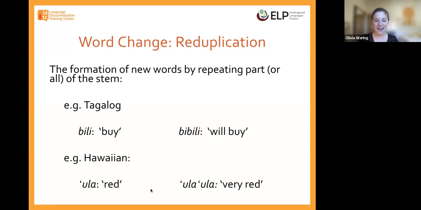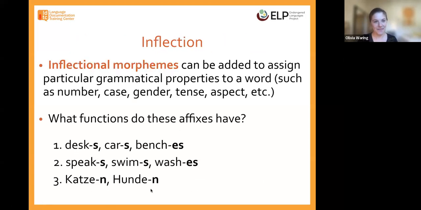So keep an eye out for that as you examine your languages. Another very, very important aspect of morphology is inflection. Inflection isn't necessarily creating a word with a brand new meaning or a brand new category, part of speech. It's adding additional grammatical information to a word. And we'll talk about this a little more later, but the grammatical information can be wide-ranging.